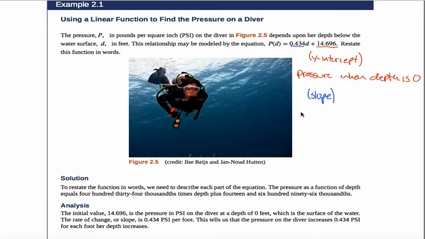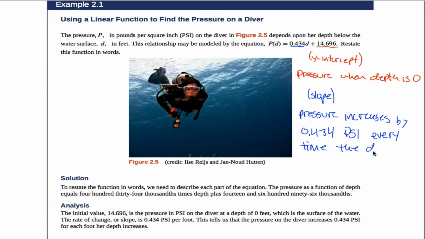So how much the output, how much the pressure, increases every time the input, the depth, increases by 1. So this tells you that the pressure increases by whatever that number is, in this case 0.434, and I guess I should use units. Pressure increases by this much pounds per square inch every time the diver's depth increases by 1 foot. It's exactly what the slope is. It's how much the output, the y, increases when the x increases by 1. So put into words, this is what it means.